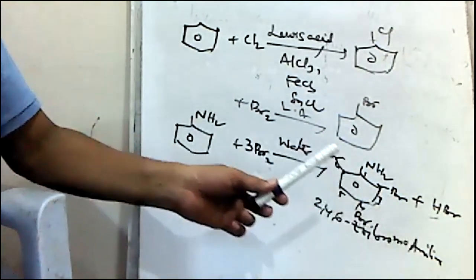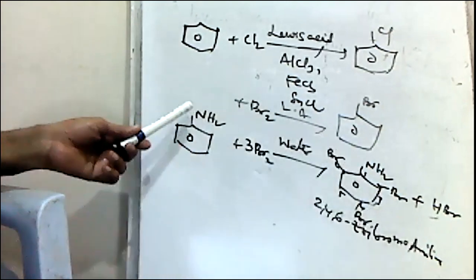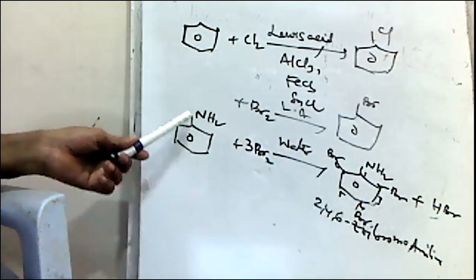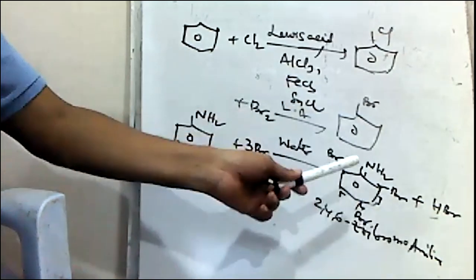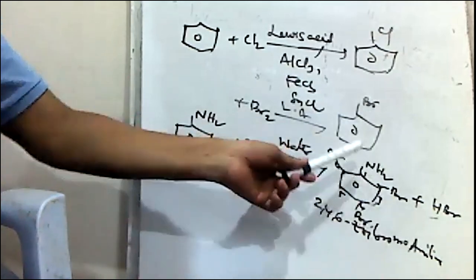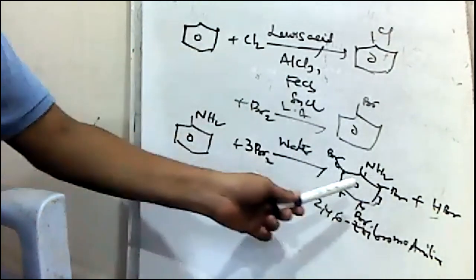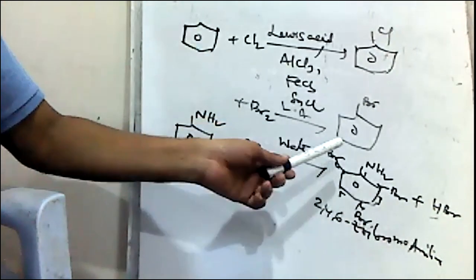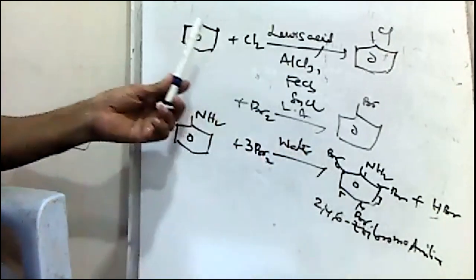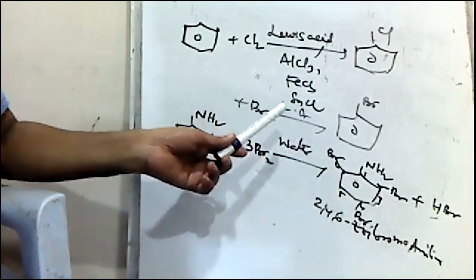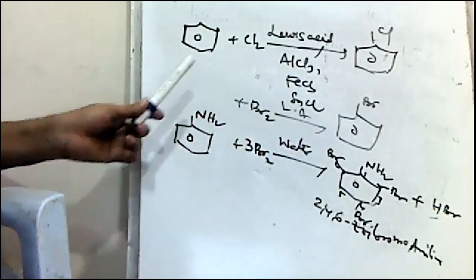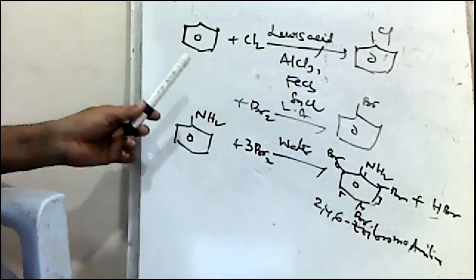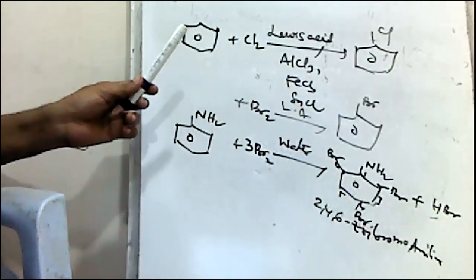Here, due to the high reactivity of the NH2 group, we cannot isolate either ortho-bromoaniline or para-bromoaniline. Finally, we are getting 2,4,6-tribromoaniline. The NH2 group present in aniline is an electron donating group. That's why it is an ortho-para directing and ring activating group.